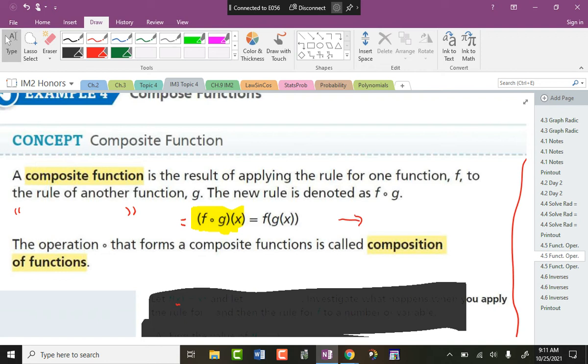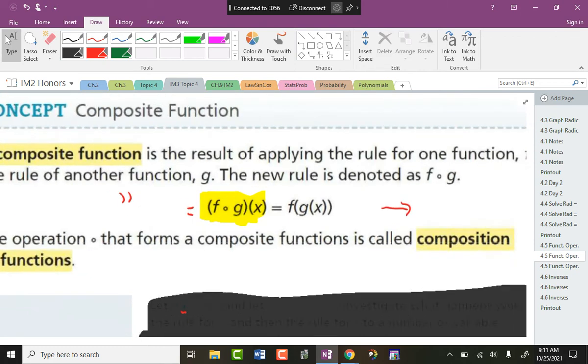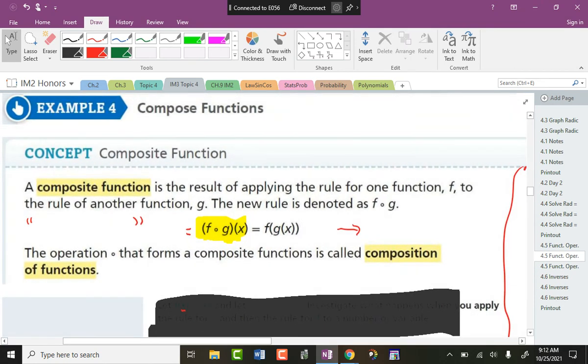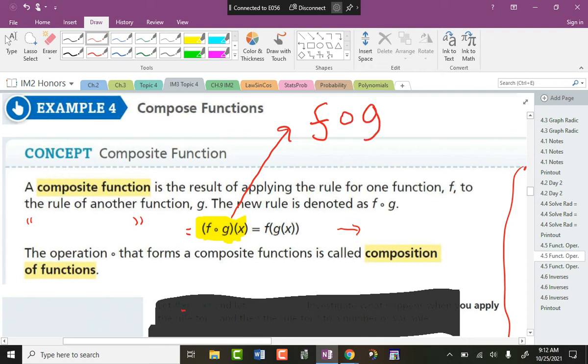A composite function is a result of applying the rule of one function, f, to the rule of another function, g. And I wish I could zoom in on this, but I'm going to rewrite this up here so you really see the different operation. And then Caleb back there, we're in this now. This is what you asked at the beginning. What is this? And how is that different? So that's really what you want to write in this position.